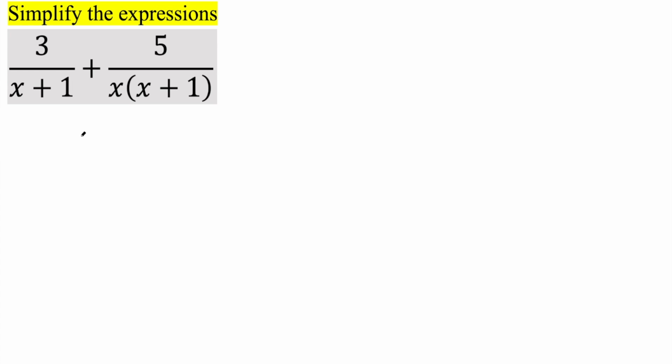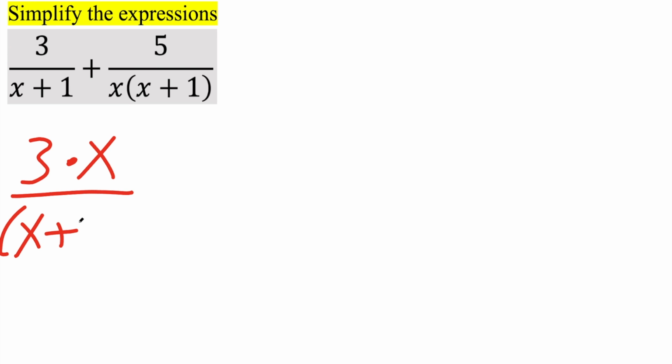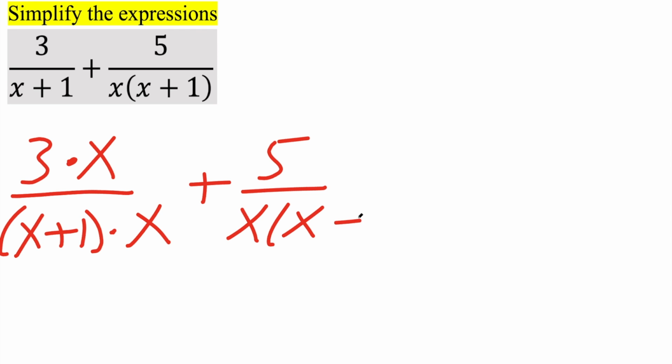So let's solve this first one. So this piece is x times x plus 1. Here is just an x plus 1. So we don't have a common denominator, but we could multiply the numerator and denominator by x, and then we will have a common denominator. So let's rewrite this as 3 times x divided by (x plus 1) times x. Again, x divided by x is just 1. So we're not actually making any changes, but this way we get a common denominator. And then we have the other piece, 5 divided by x(x plus 1).